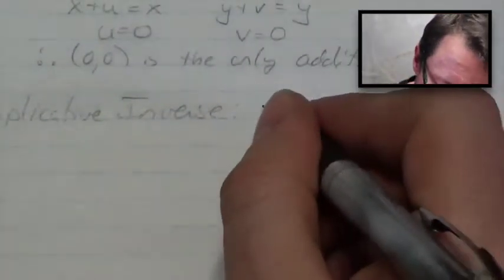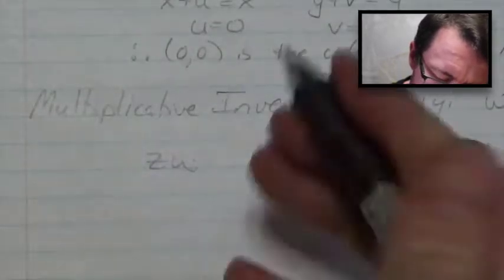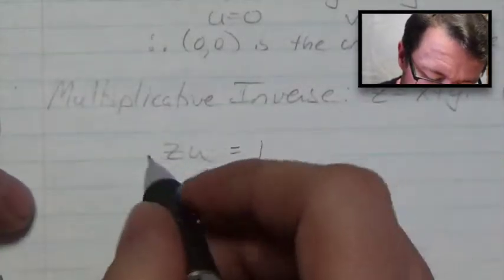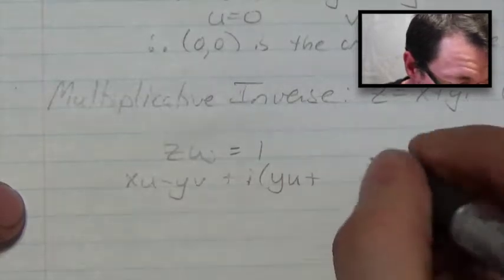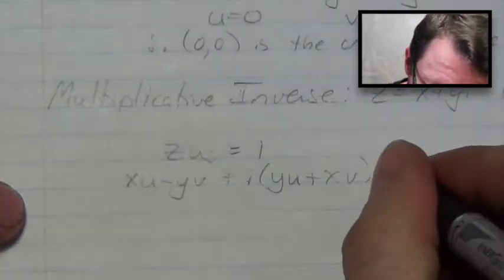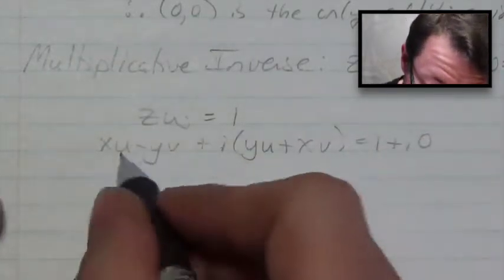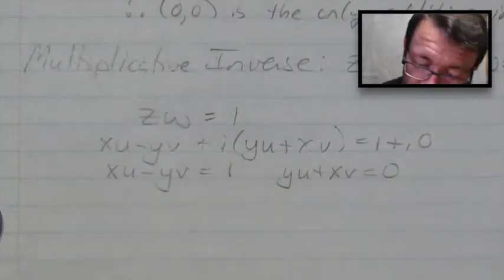Let's first of all identify two complex numbers. Let's say z is equal to x plus yi, and w is equal to u plus vi. Now, let's say that z multiplied by w is going to equal 1, or the multiplicative identity, if you will. Then what we know is, when you multiply those together, we're getting xu minus yv plus i multiplied by yu plus xv. That has to equal 1 plus 0i, because that's what the multiplicative identity is. Now what that means is xu minus yv is equal to 1, and yu plus xv has to equal 0. Now this gets us this system of equations.